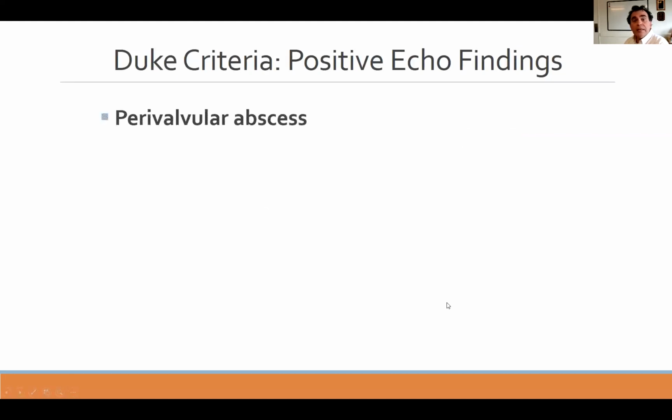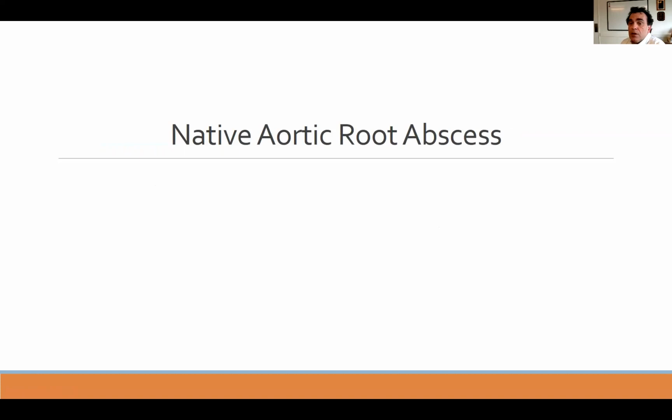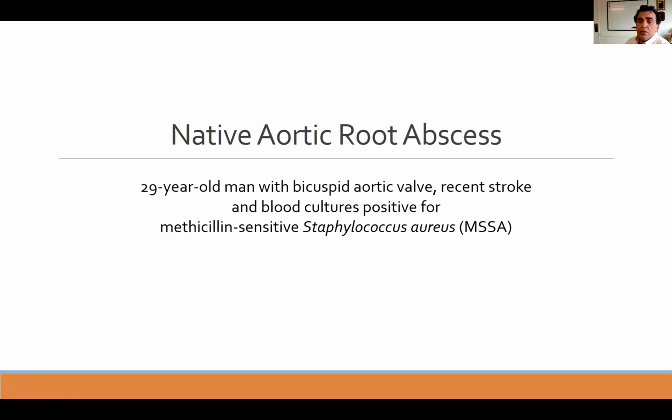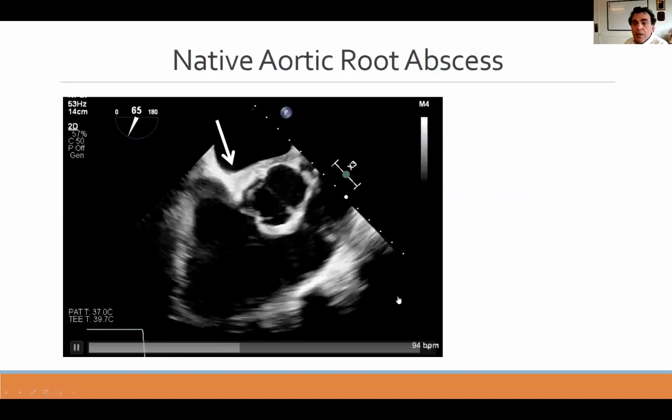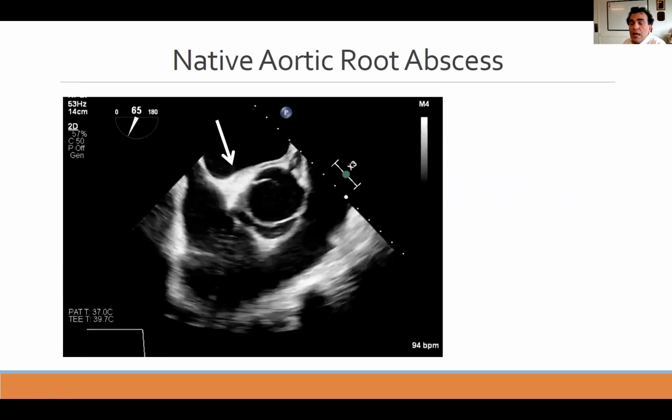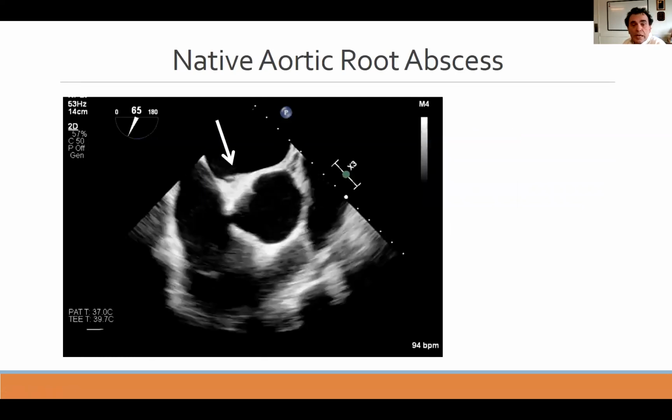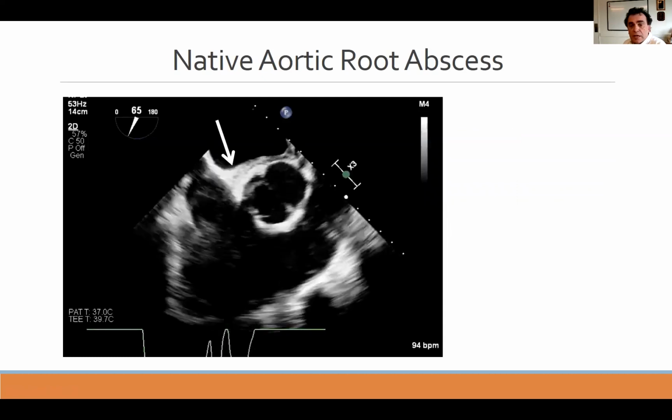So now let's look at another major criterion in the Duke criteria set, positive echocardiographic findings. This time it is a perivalvular abscess, new prosthetic dehiscence. So this is an aortic root abscess. This is a 29-year-old man with bicuspid aortic valve, recent stroke, and blood culture positive for methicillin-sensitive Staph aureus. Again, an organism that is known to cause endocarditis. So again, this is the aortic root shown on the short axis of the aortic valve on transesophageal echocardiogram.